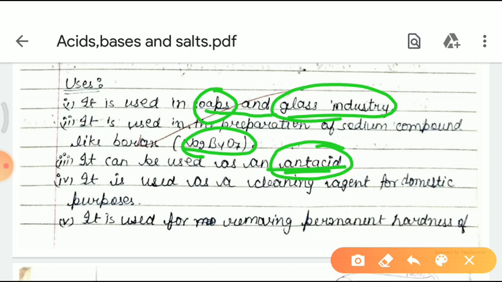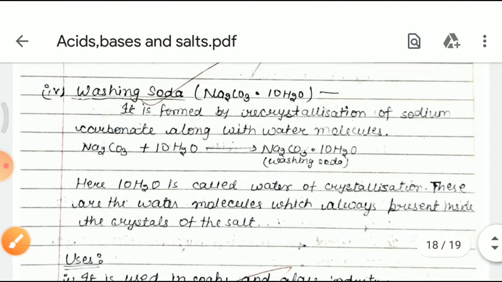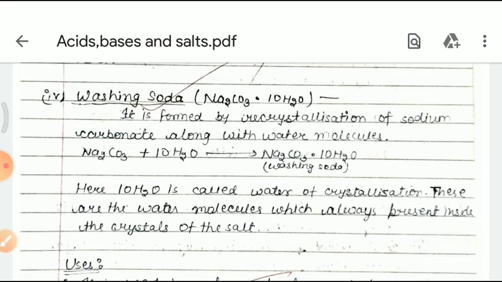So for what all is this washing soda used? It can be used in the soaps industry, in the glass industry, in the synthesis of different chemicals, and in the purification of water, and it can also be used as an antacid. Antacids are those substances which are used to nullify the effect of acid. Okay, so from this topic it is very important to know what we mean by water of crystallization, right? And how is washing soda formed? By the recrystallization process of Na2CO3 along with the 10 molecules of water.